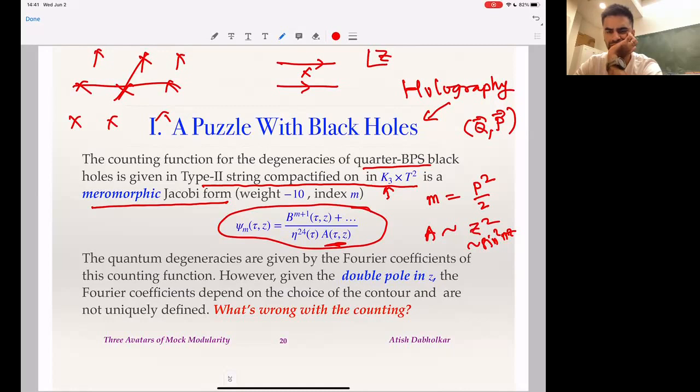This was a claim that was in the literature, and a very inspired paper by Dijkgraaf, Verlinde. Without having had the complete proof, they made this conjecture. But there was something wrong with that conjecture. What was wrong is that it could not possibly be true because there is a double pole. So what is wrong with this counting?